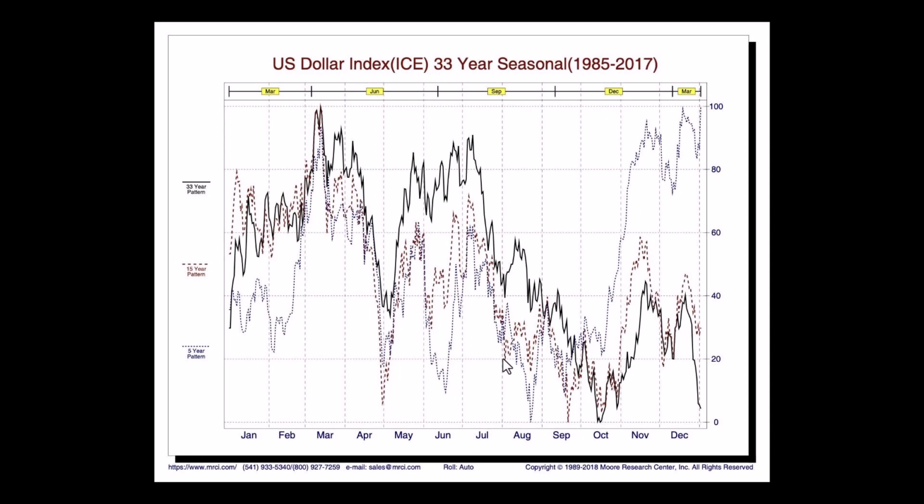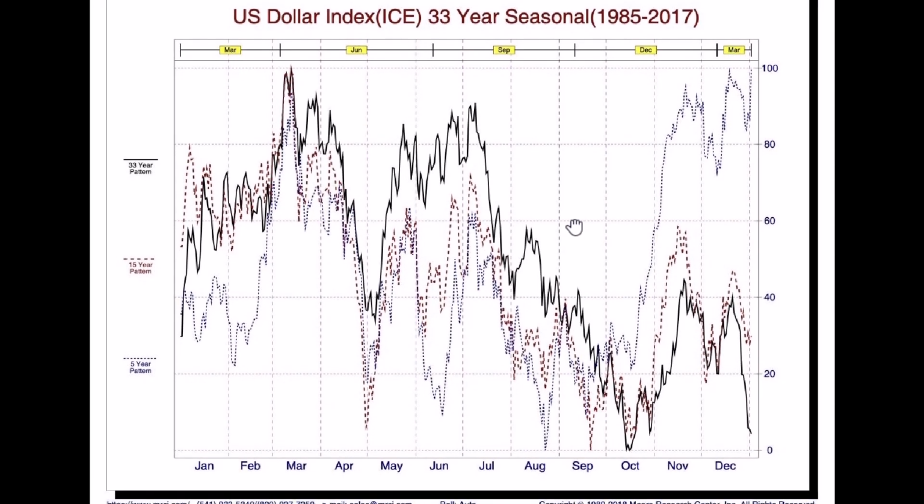But of course, as always, I will start with the seasonal tendency for the dollar index. Taking a look at the dollar index, of course, you can see there on the left we have the 33-year average, the 15-year average, and the 5-year average, which most of the time seem to follow each other. Well, of course, towards the end of the year we see a different story where these two averages are moving down while this is moving higher, but we'll get to that later.